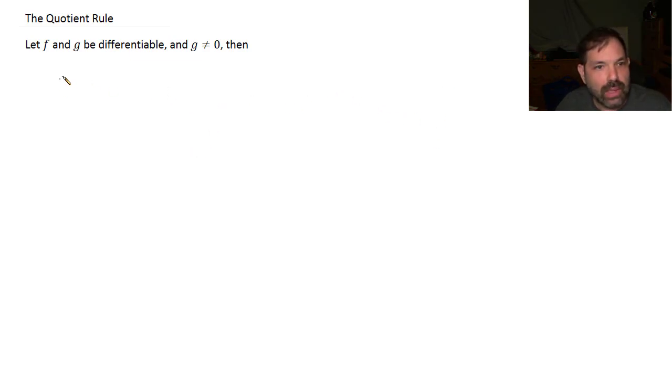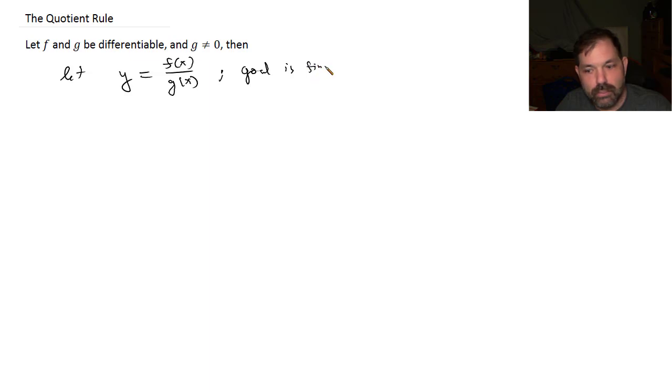Let f and g be differentiable and g non-zero, and let y equal f of x divided by g of x. What I'm going to do here is remember that my goal is to find some y prime. That's my goal. But I'm going to start a little differently.